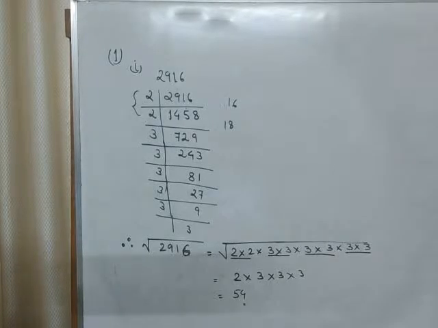Question number 4, 9025, is the same as exercise 3A. There one question was there: which of the following numbers are not perfect squares, using the prime factorization method? So number 4 I won't do. The last one I will do is number 5. Clear?